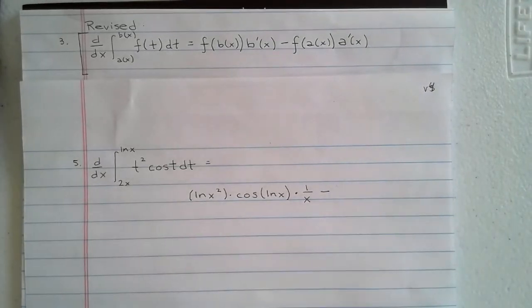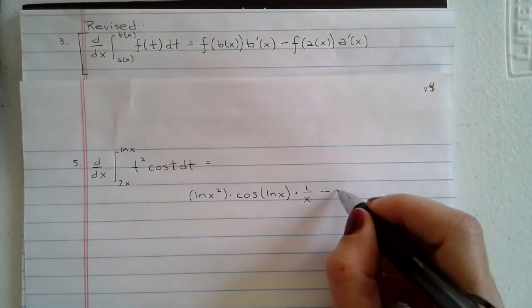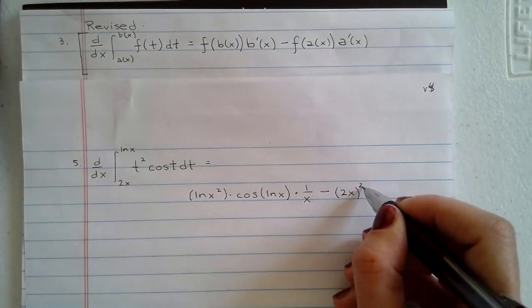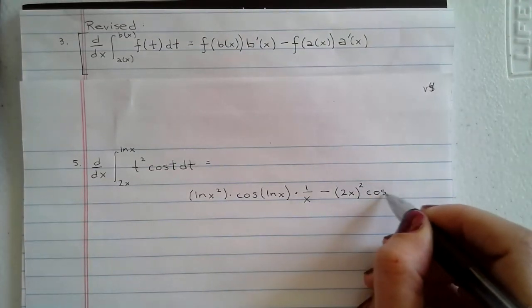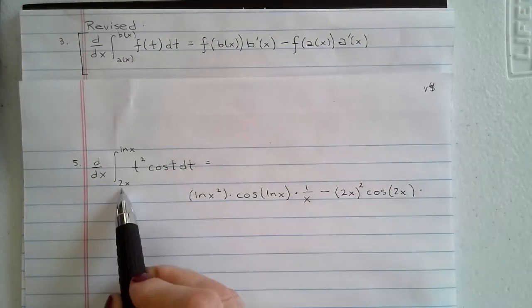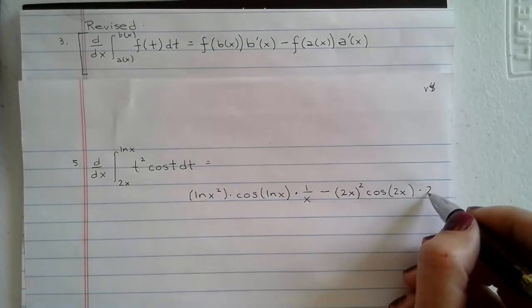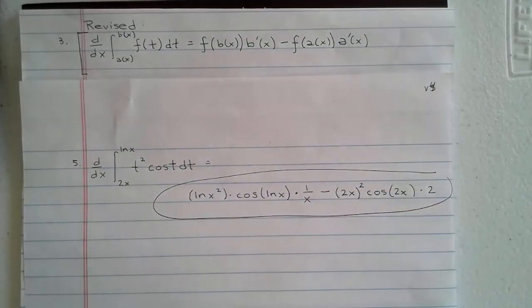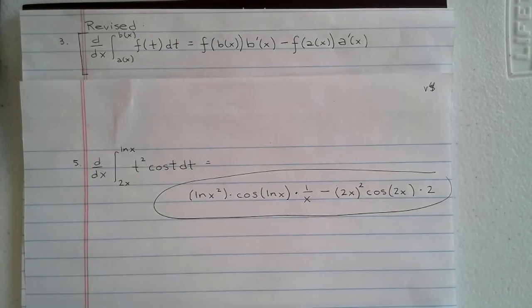And then we're going to do the same with the lower bound. Plug in the lower bound for t. So that squared times the cosine of that, and then times the derivative of the lower bound, which is 2, and you're done. We could not have done that one by hand the long way. So it was real handy that we had this fundamental theorem of calculus extension for the special case for taking the derivative of integrals. All right, that's it.